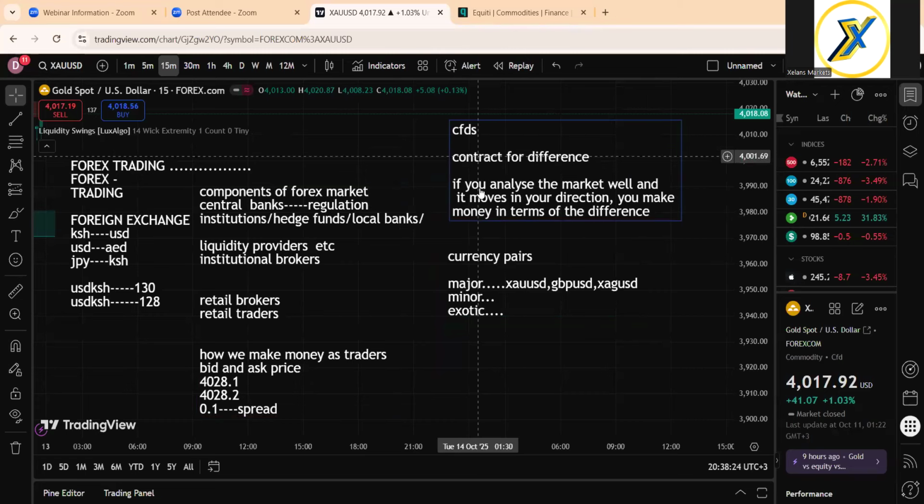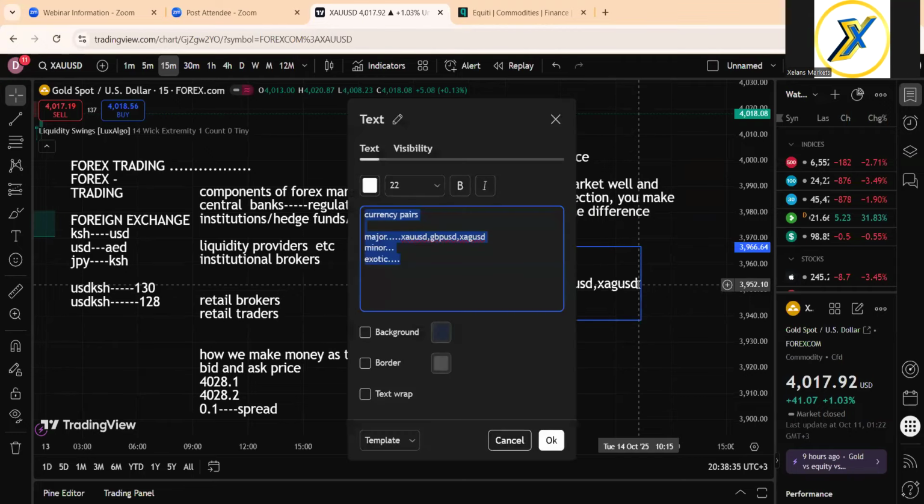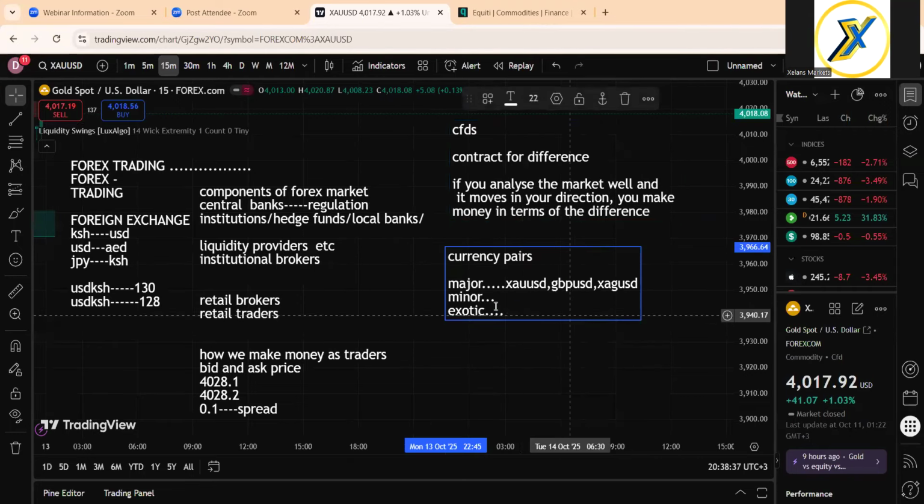Okay, now we have the major currency pairs. So if you're seeing any currency pair that is being paired against the dollar, it is basically a major currency pair.